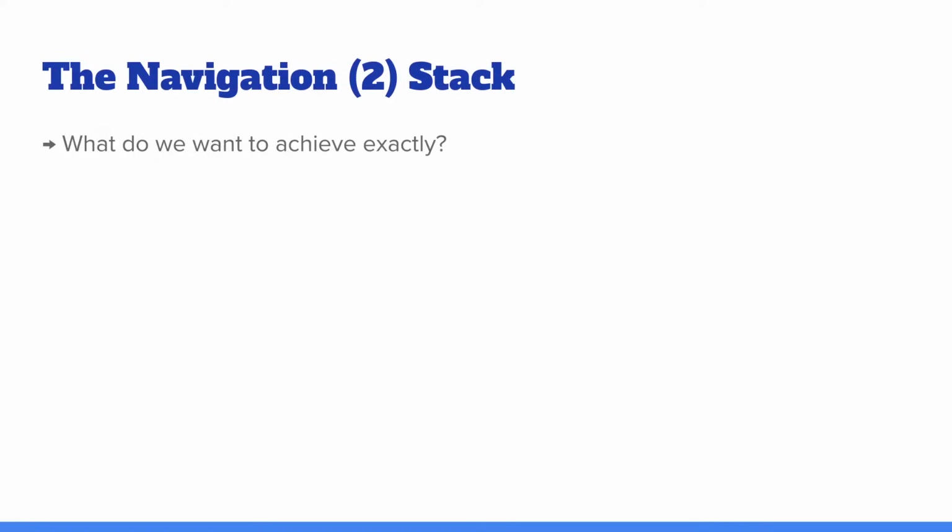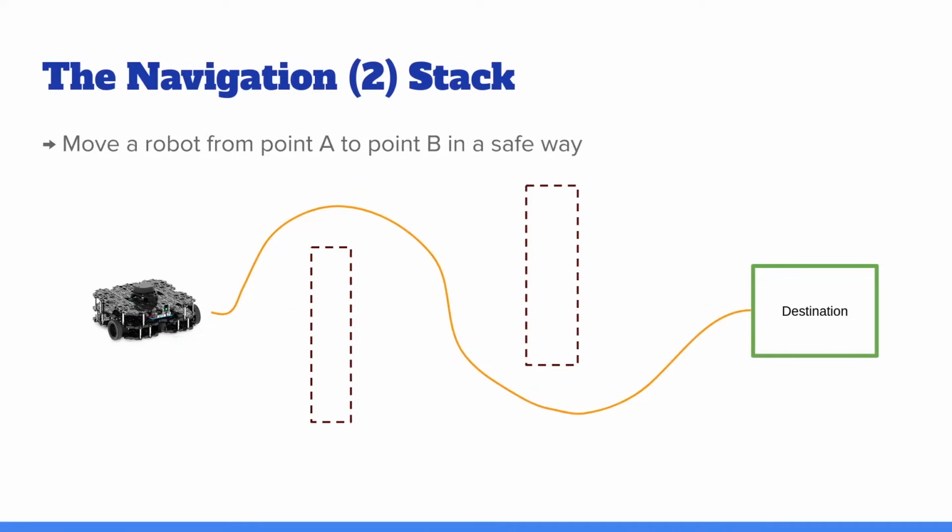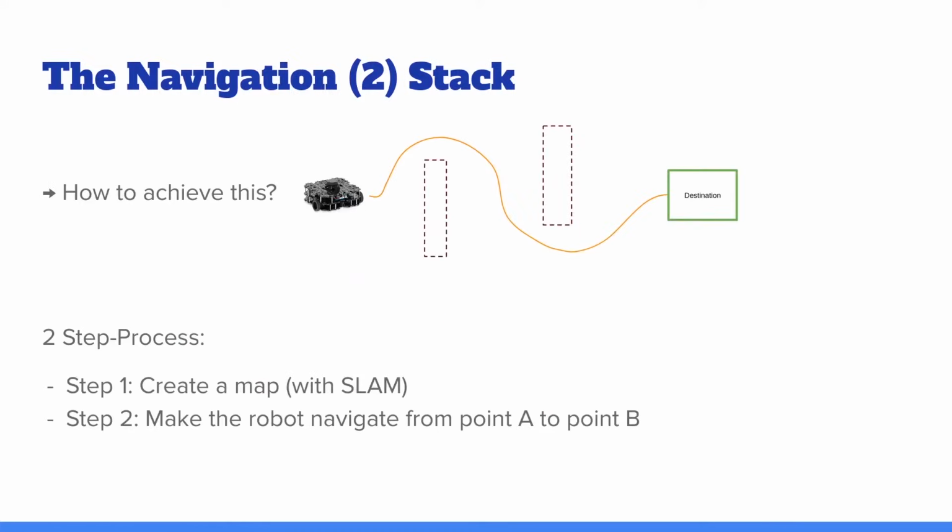And what do we want to achieve exactly with navigation? That's an important question to ask. Well, the main goal is to make a robot move from point A to point B in a safe way. So basically to find a path that allows the robot to reach the destination while making sure that it will not collide with other robots, with people and obstacles. It's quite important that you don't hurt people and that you don't damage the environment or the robot. To achieve this, we will do a two-step process. First, we will create a map of the environment using SLAM, and in a second step, we will make the robot navigate using this map.